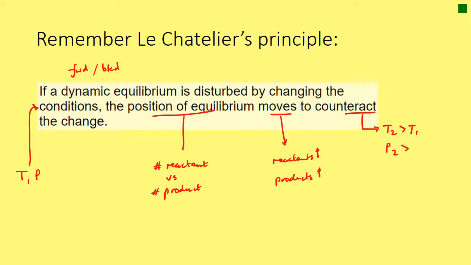If pressure 2 is greater than pressure 1, then the number of reactant particles and product particles will change in order to decrease that pressure back to something similar to what it was before. Okay, so that's a very quick reminder of Le Chatelier's principle. Now we can go on to consider the effect of temperature on Kp.